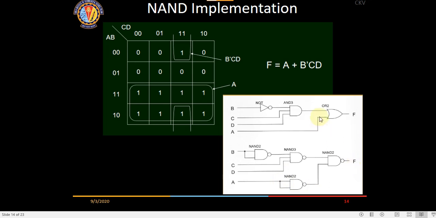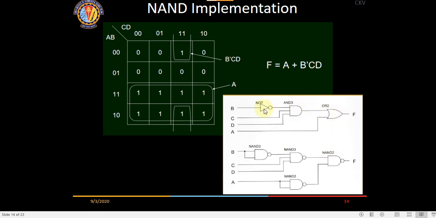So you see, is this clear from the truth table? Just have a look if anybody has any doubt in this. Is it clear? Can you explain that once more, please? This one? Yes, sir. See, F is equal to A plus B dash C D. I am assuming B dash is not available to me, so I have put a NOT. So this has become B dash C D or A.